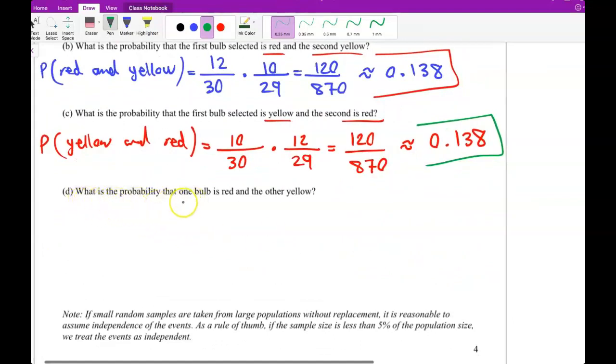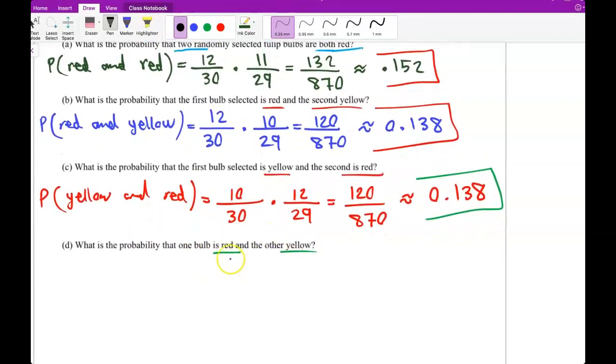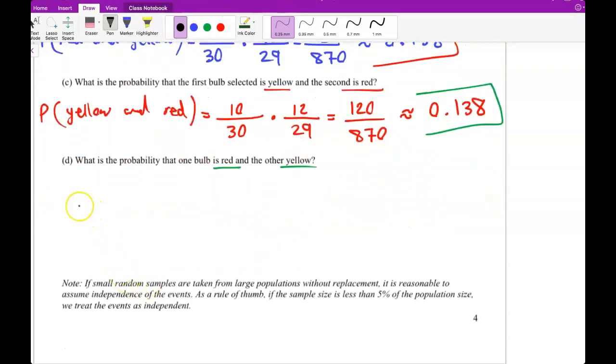Now part D, what is the probability that one bulb is red and the other one is yellow? So in between we have red and the other one yellow. What that means, we can have red and yellow, yellow and red, both of these, and we got the answer in part B and C. Combining these two is the answer for part D. It didn't say when we're gonna have red and when we're gonna have yellow, so that's why we may have yellow first and then after that red, or we may have red first and after that yellow.